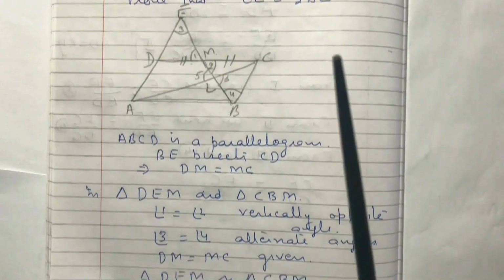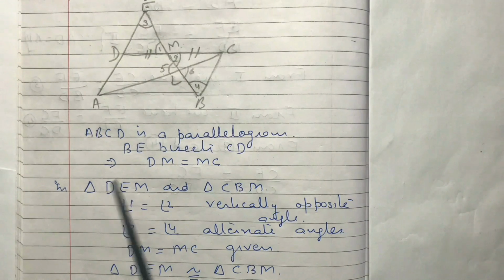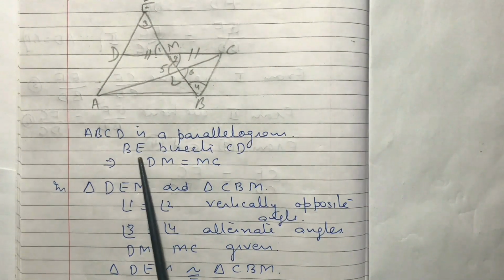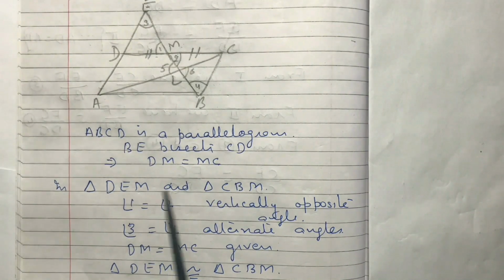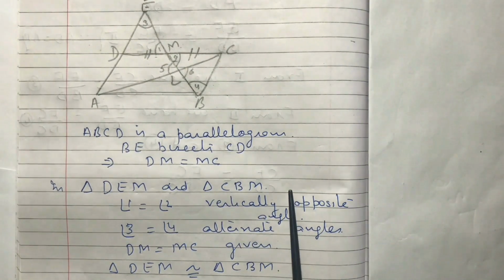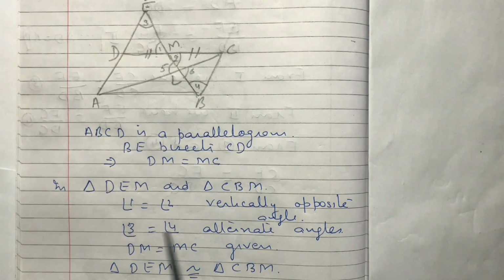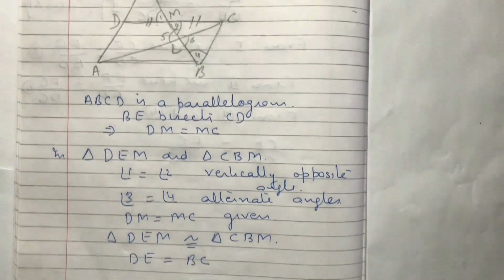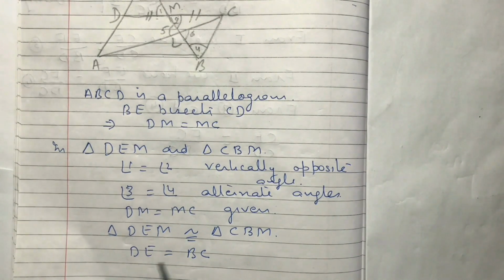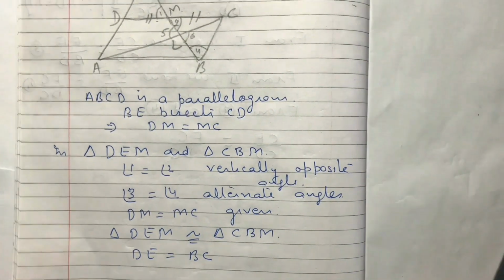Now see here. ABCD is a parallelogram. BE bisects CD. It means DM is equal to MC. So in triangle DEM and triangle CBM, angle 1 is equal to 2, angle 3 is equal to 4, DM is equal to MC. So both these triangles are congruent. So by CPCT you will get DE is equal to BC.